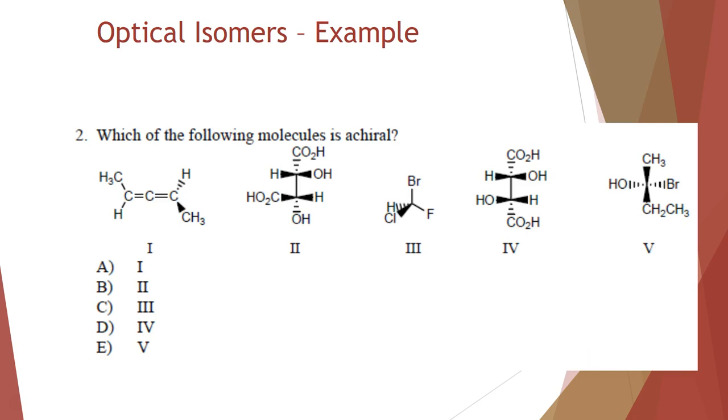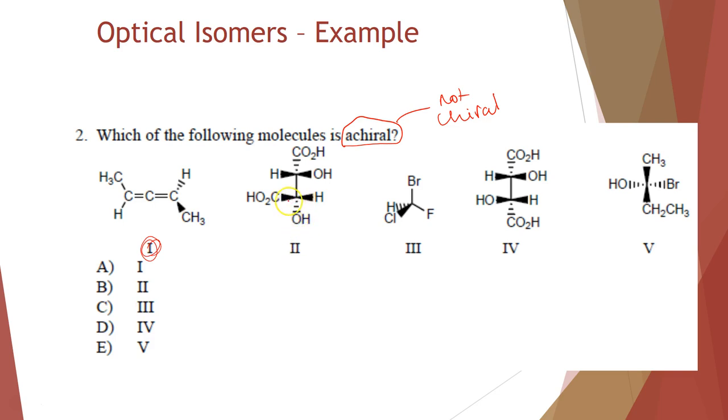Which of the following molecules is achiral? Achiral means not chiral, which means not having a chiral center. So if we have a look here, we can see this carbon here would be not chiral. This one's going to be non-chiral. This one as well, we've got a double bond, so it can't be chiral either. So there's no chiral centers in this one.